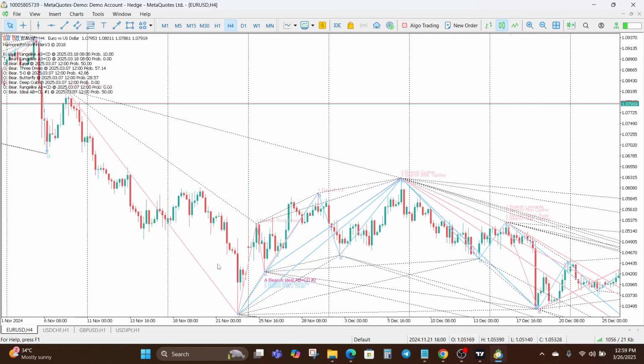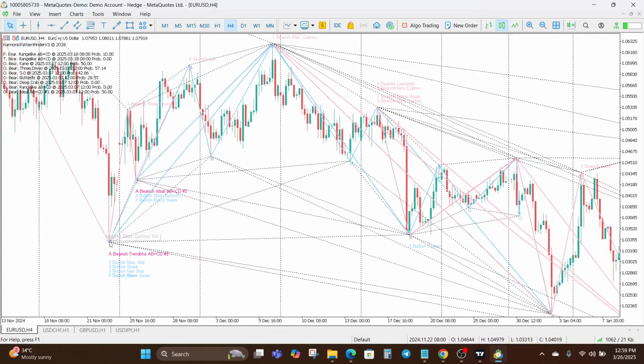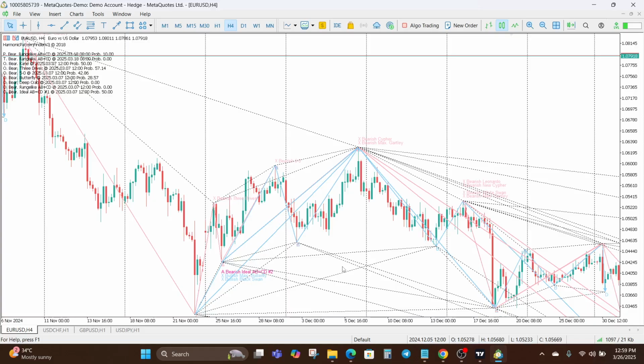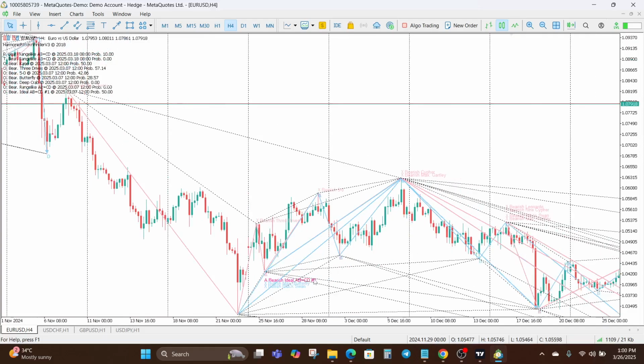We can see that here the indicator highlighted a bearish trend line, AB to CD, and then this is A. You can see the indicator is quite detailed. That's one of the things that I like about the indicator.